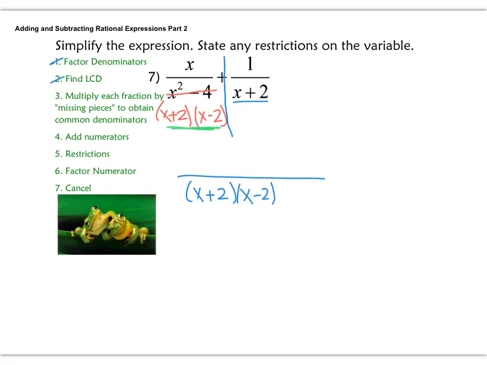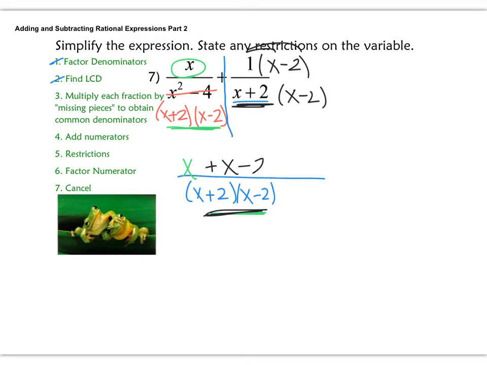What is this one missing to look like this? Well, it's not missing anything. It's got both parts. So I don't have to multiply the top by anything. So it can just stay x. Right? Now the second one, what do you multiply x plus 2 by to get x plus 2, x minus 2? Well, it needs an x minus 2 to look like that, which means I multiply the top by x minus 2. So distributing, pretty easy there. It's going to give me x minus 2. All right, that was step 3.